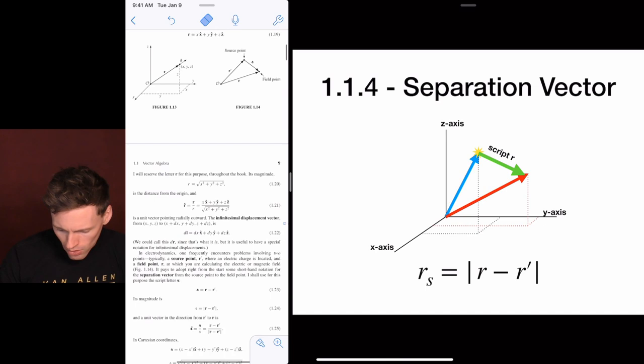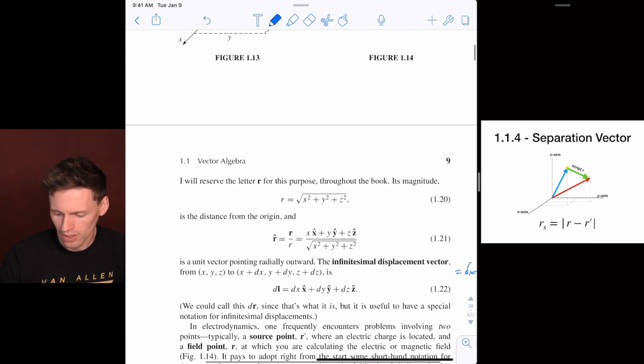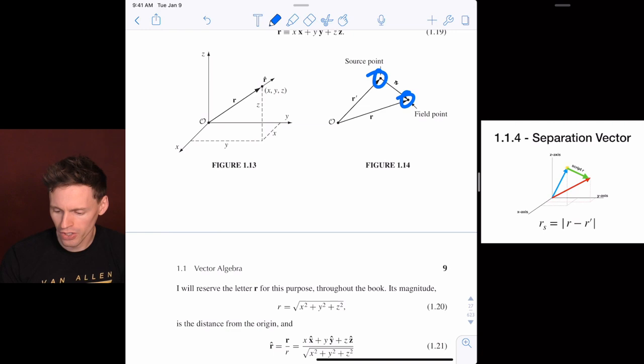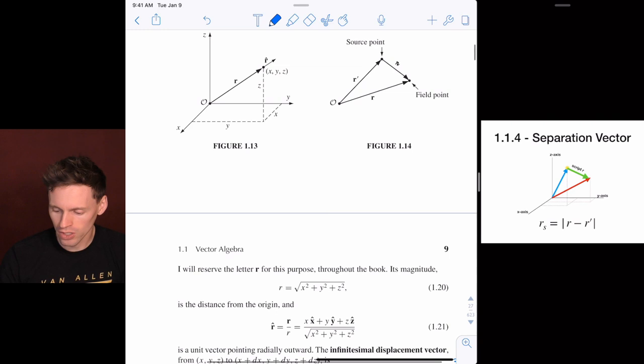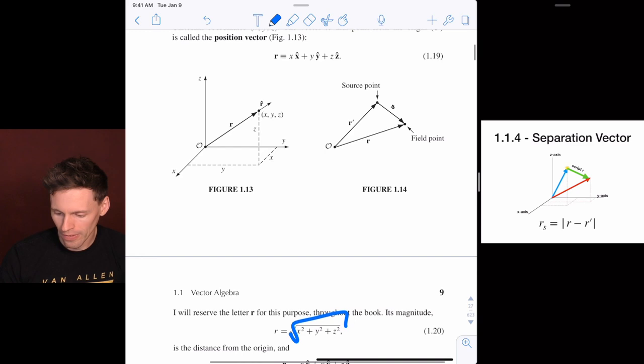Then what you care about here is you've got some source point and some field point. Let's say you've got some charge Q here and you want to know the force on some other charge Q over there. So what you care about is how far apart they are. If you know what R prime is and you know what R is, then how far apart they are is just R minus R prime. R is the field location, and the length of R is just the square root of x squared plus y squared plus z squared. That's the position vector, not a big deal.